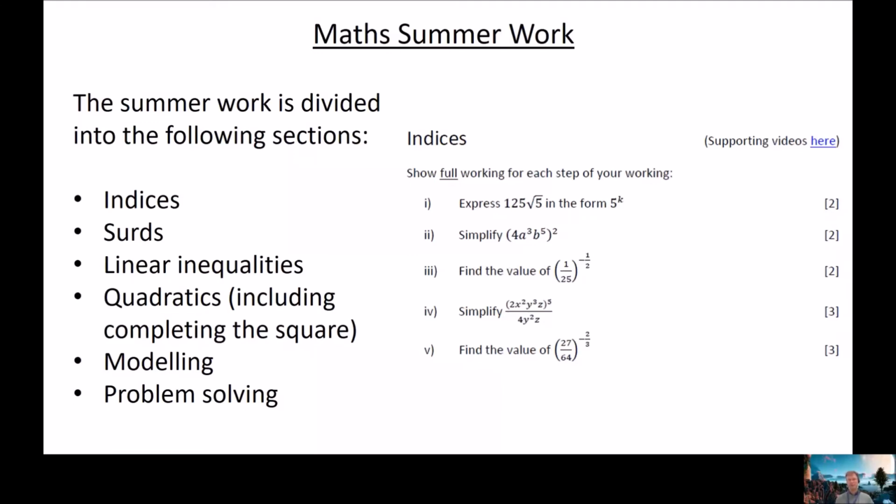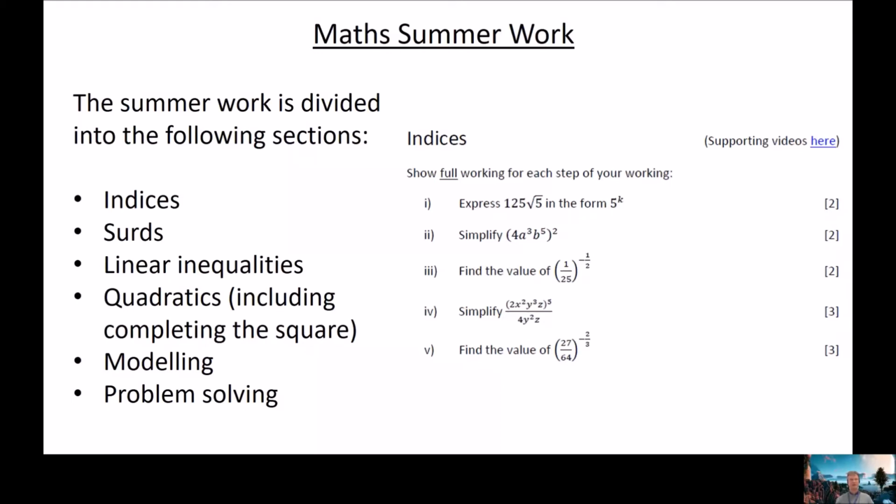You may feel confident with those, in which case you can just have a go at writing out your answers. But if you think, well, I'm not quite sure, and I've got a bit rusty on this, you'll see at the top here there's a link to some supporting videos. If you click on that link, that will take you to some quite detailed presentations going through the whole of the topic of indices. You'll be able to have a look through those and see which ones you want to look at and fill in some of those gaps in your knowledge.